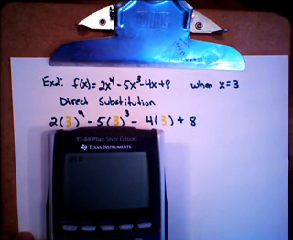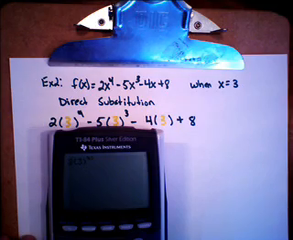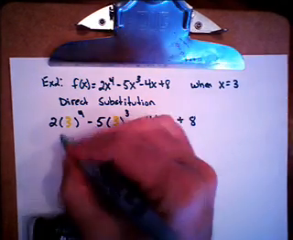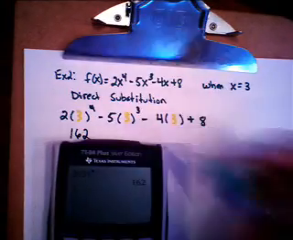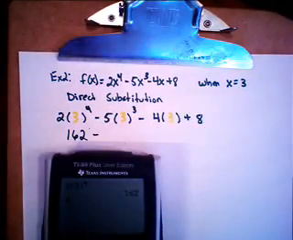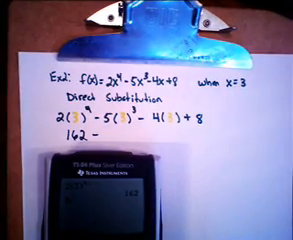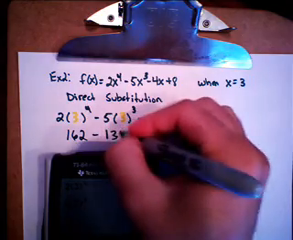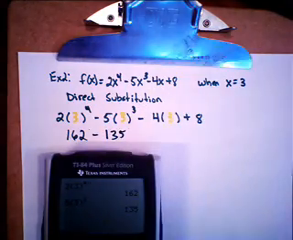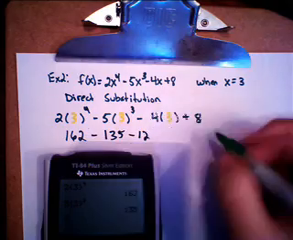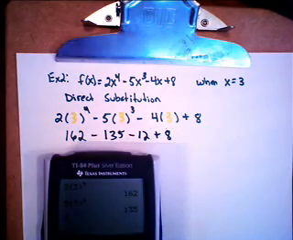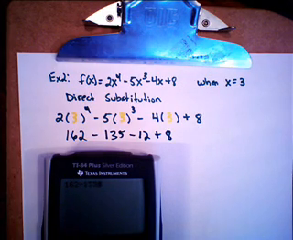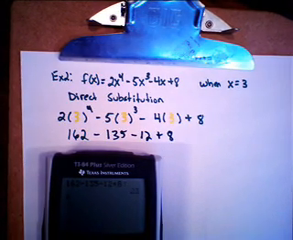2 and then 3 to the 4th power. It's going to get me 162. I'm just doing one term at a time here so I don't mess up. Minus, and then 5 times 3 to the 3rd power, which is 135. And then minus 4 times 3, which we know is 12. Shouldn't need a calculator for that. And then plus 8. So type all that in. 162 minus 135 minus 12 plus 8. It's going to get you 23.